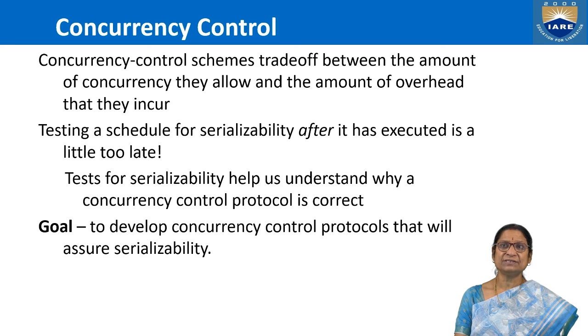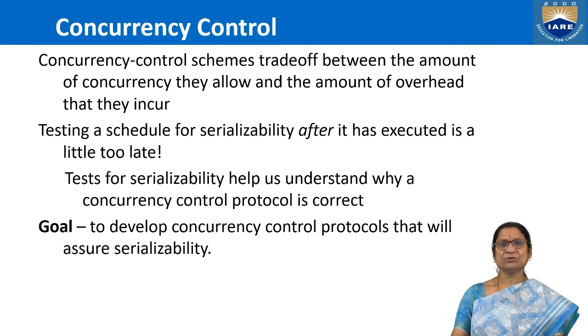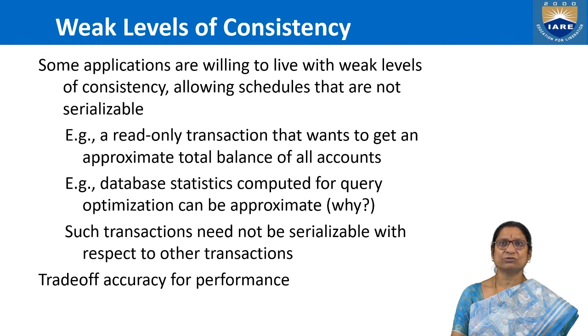Testing a schedule for serializability after it has executed is considered a little too late, because once executed, testing the schedule is not that much required. Tests for serializability help us understand why a concurrency control protocol is correct. So what is the goal of database management system developers? Their goal is to develop a concurrency control protocol that will assure serializability, and also it will give a fixed number of transactions in a schedule.